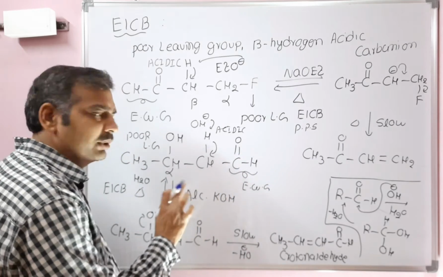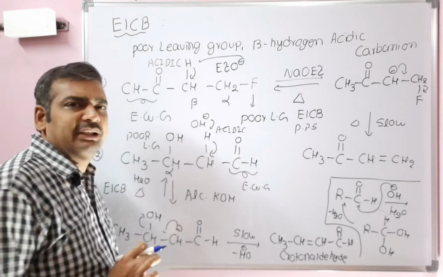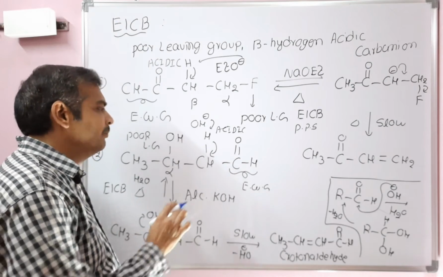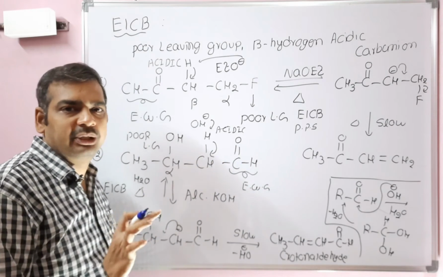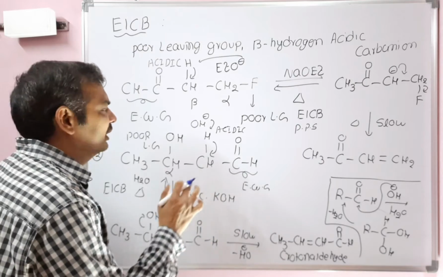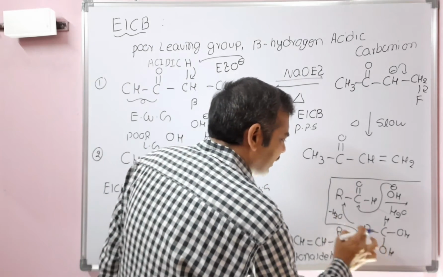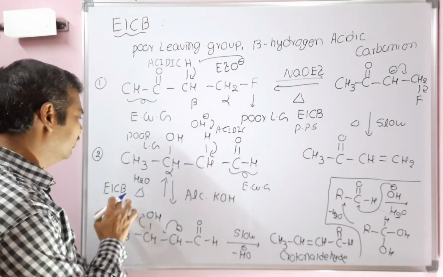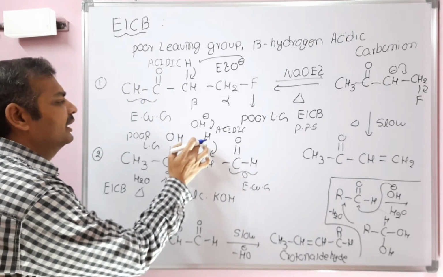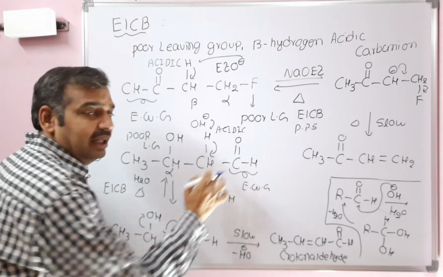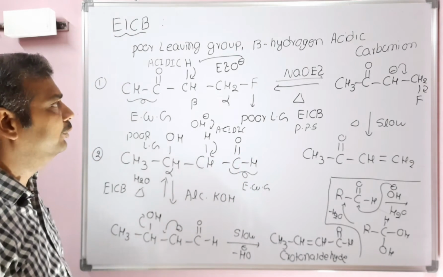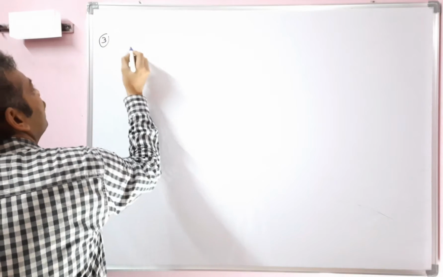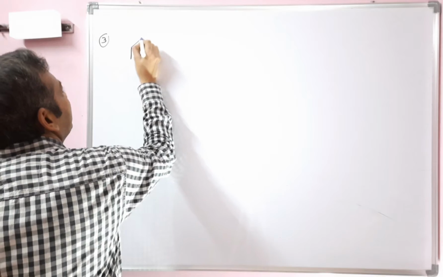There is no substitution; only elimination takes place. It is not substitution or addition on the aldehyde at high temperature, because even if addition occurs, dehydration takes place and finally we get the aldehyde only. The role of OH minus is to abstract a proton, not to attack the aldehyde group. So this is about E1CB. Now the next example, 1-fluoro-2-phenyl-ethane.